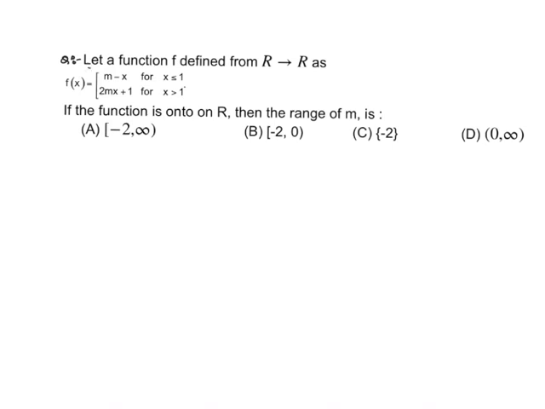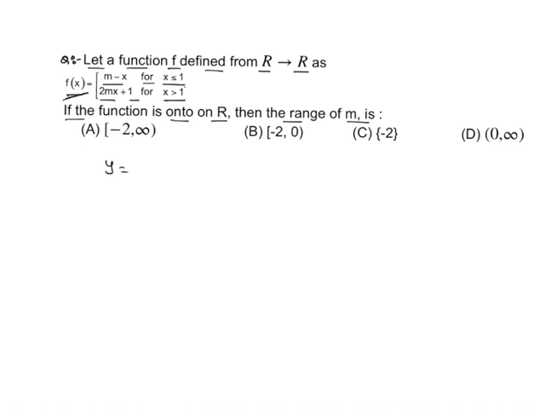Next problem is: let a function f defined from R to R as f(x) equals m minus x for x less than or equal to 1, and 2mx plus 1 for x greater than 1. If the function is onto on R, then the range of m is. To solve this problem, first we have to make the graph of f(x).